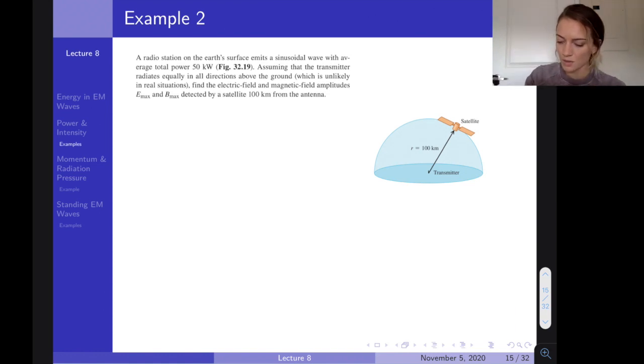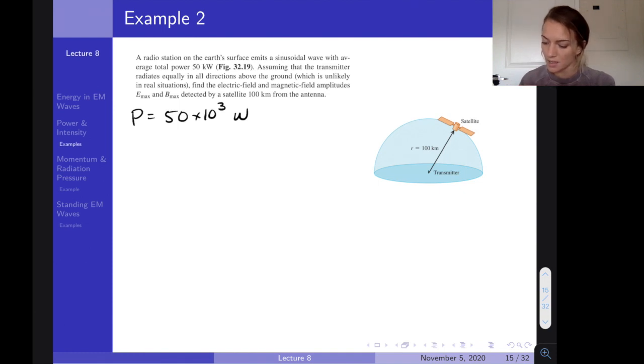So here they're telling us, first of all, that the power is 50 kilowatts. And since we want to find Emax and Bmax, we're going to have to find the intensity. Remember, intensity is power over area. The area we're looking at is only going to be a half sphere, because they're saying to pretend that no energy is lost into the ground. It just takes up a half sphere above the ground. Even though it's not realistic, for this problem, we'll use that.